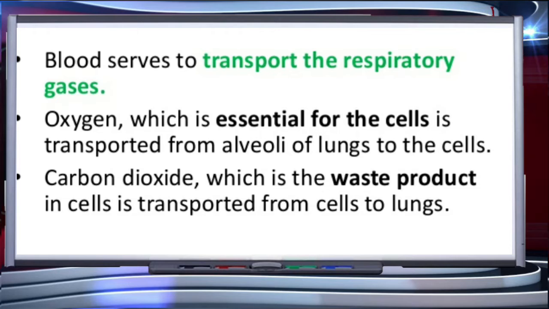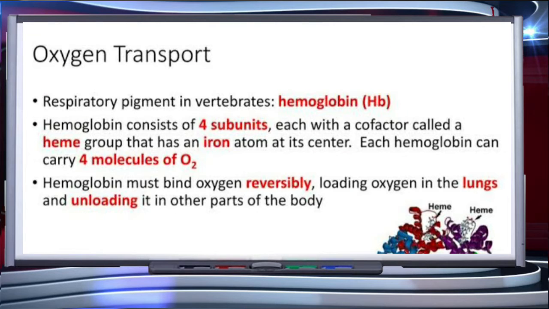About 97% of oxygen is transported by red blood corpuscles in the blood. Hemoglobin is the respiratory pigment in vertebrates. Hemoglobin consists of 4 subunits, each with a cofactor called a heme. Heme group that has an iron atom at its center. Each hemoglobin can carry 4 molecules of oxygen.